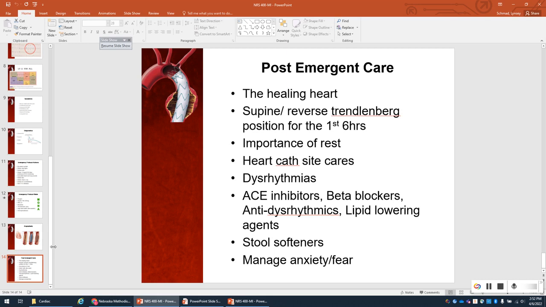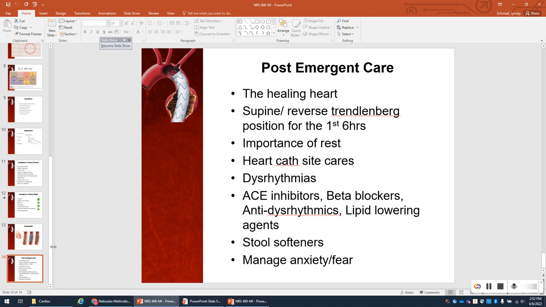As far as positioning goes, the heart works less when we are sleeping or resting, so we want them to have a calm, quiet environment, and then lots of sleep is encouraged. We do monitor the cath site very closely for the first hour and notify the MD if any hematoma were to develop. Patients are also at risk for developing VTAC or VFib after an MI. So these patients are going to be on tele or telemetry, and we want to notify the physician if there is a frequency in PVCs, which could potentially lead to one of these fatal dysrhythmias.